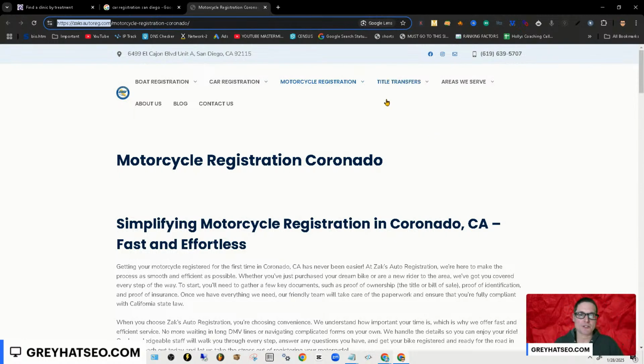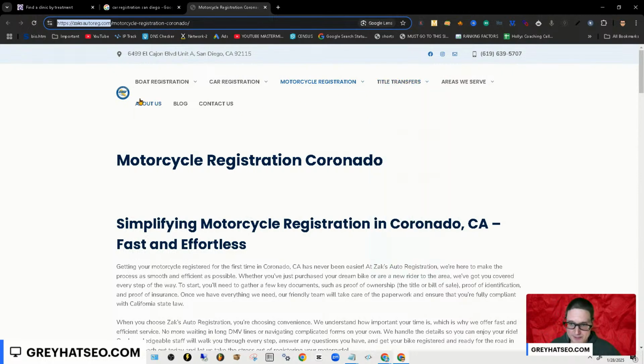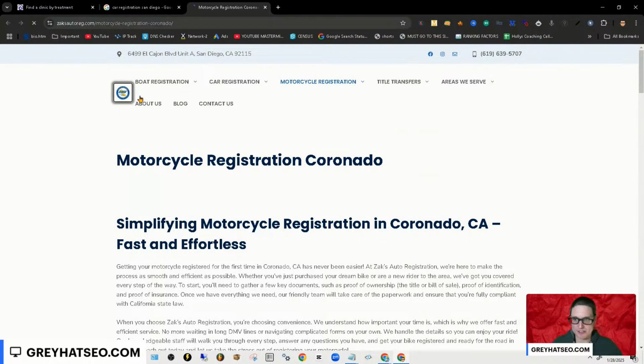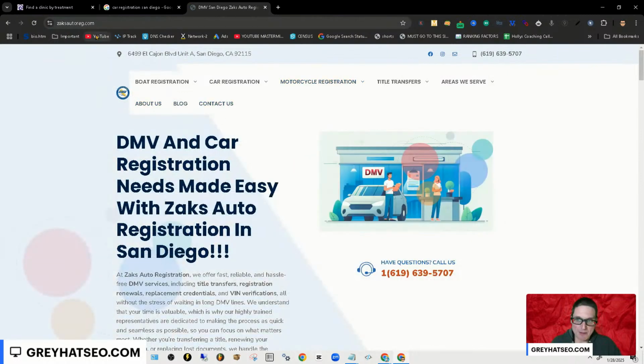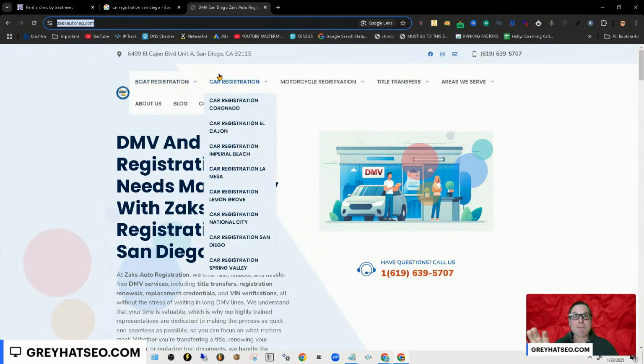But what I want to point out to you is this is a flat architecture. What do I mean by this? Well, I want you to take a look at this. So we're going to go to the homepage. And what we can see here is Zach's auto registration in San Diego. That's his homepage. This is the primary entity. When we see boat registration, car registration, motorcycle registration, title transfers, these are top level service pages. This is a top level service.